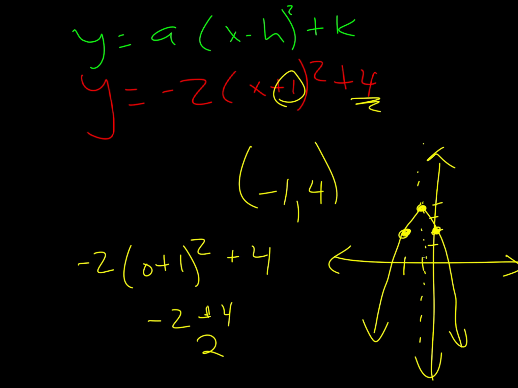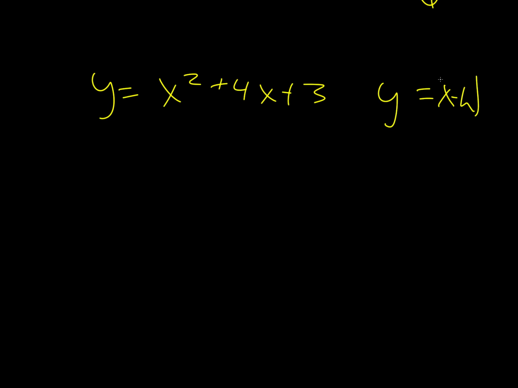Okay, next one, we're going to write y equals x squared plus 4x plus 3 in vertex form. Let's see, and then they want us to sketch it after we do that. So what we need to do is complete the square first. So we're going to set y equal to 0.